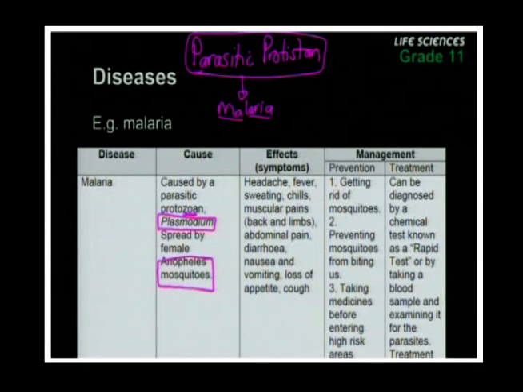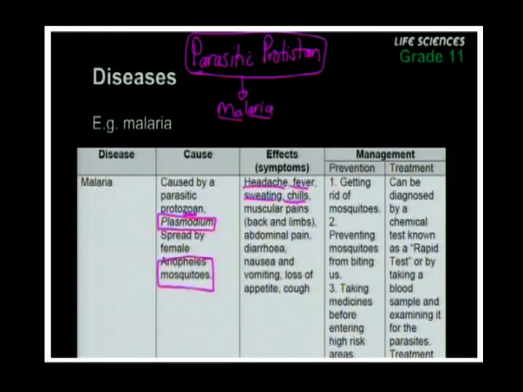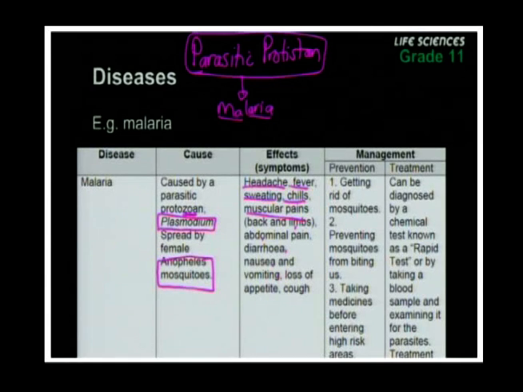What will happen to you if you get malaria? Some of the symptoms that you will encounter include headache, a very bad headache lasting for an extremely long period of time. You will have fever, sweating, and chills. But these come in cycles, and we'll look at why in a moment. Muscle pains in your back and limbs, abdominal pains, which is a really bad stomach ache. You will have diarrhea, nausea, vomiting, loss of appetite, and sometimes even a cough. So there's quite a long list of symptoms.